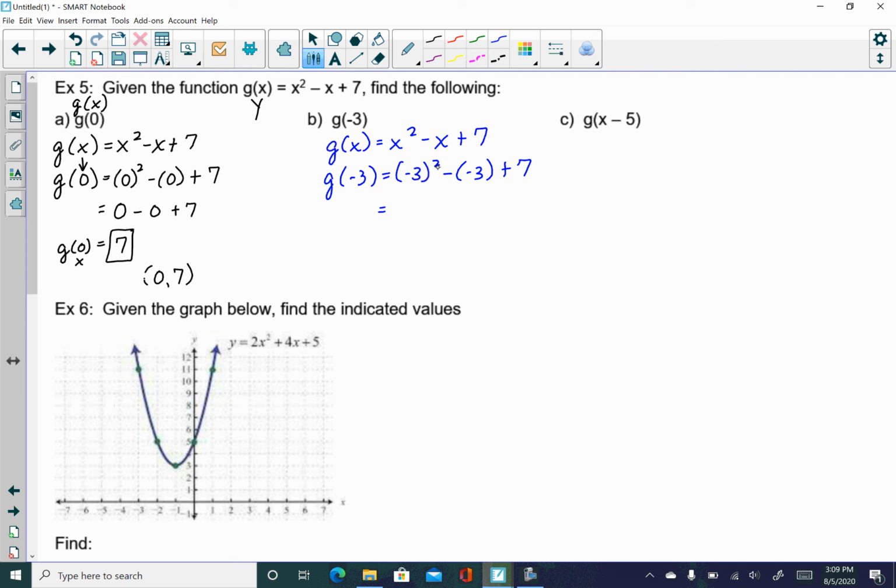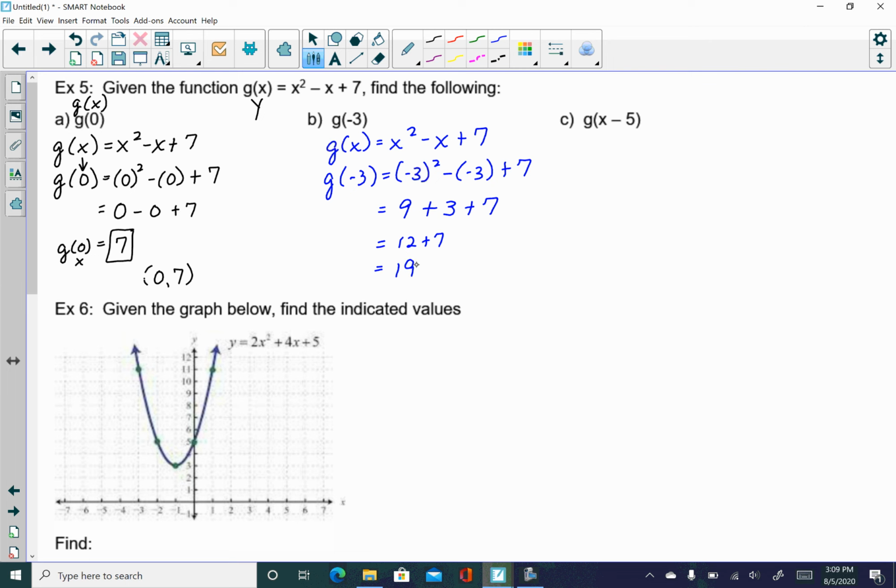Anytime you take a negative and you square it, it always comes out positive, because you're saying negative 3 times negative 3, so that'll give me positive 9. You'll notice here the minus sign was already there, then I replaced the x with negative 3. Two negatives side by side become positive 3, plus 7. And now just work it from left to right. 9 plus 3 is 12. 12 plus 7 is 19.